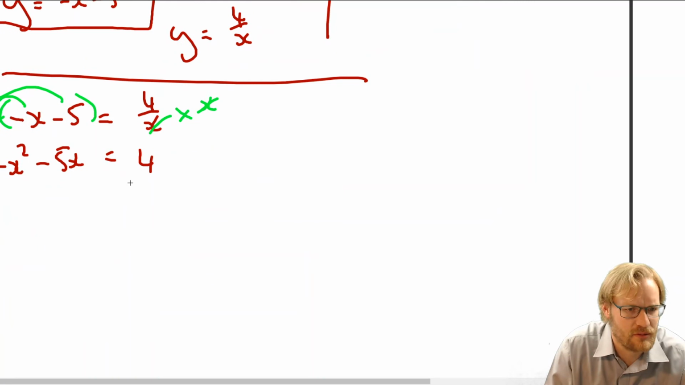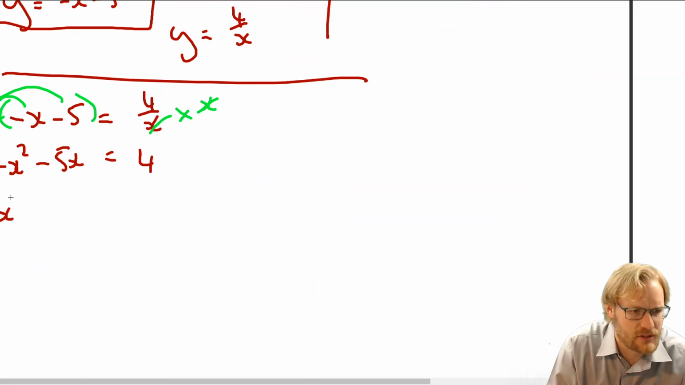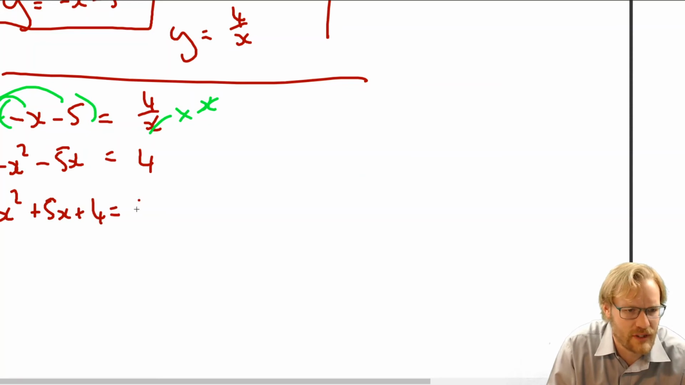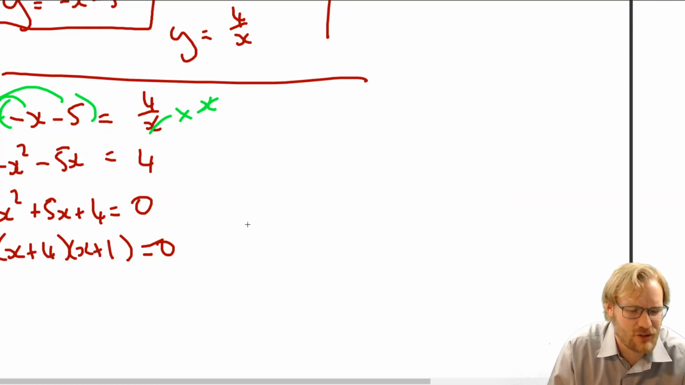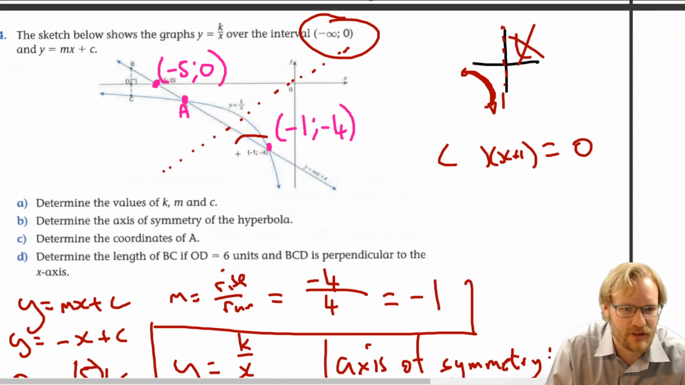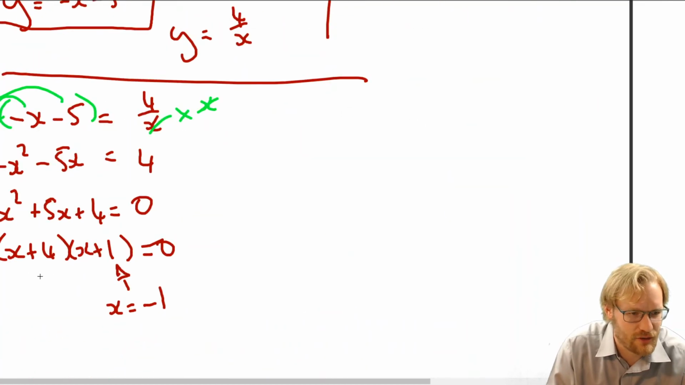Rearrange our equation. I'm going to rearrange and put things on the right-hand side. X squared plus 5x plus 4 equals 0. And this looks simple enough to factorize. X plus 4, x plus 1. Hey, that matches what we thought, because we know from this one x equals negative 1 was going to be one of our solutions. There it is. And our other solution that really interests us is x equals negative 4. So this is the one we're interested in.